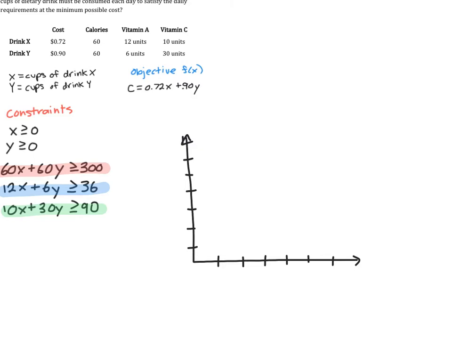So we have one at 0, 5 and 5, 0. And then for our blue function, if x is 0, y is going to be 6. And if y is 0, x is going to be 3. And then for our last one, if x is 0, y is 3. And if y is 0, x is 9.